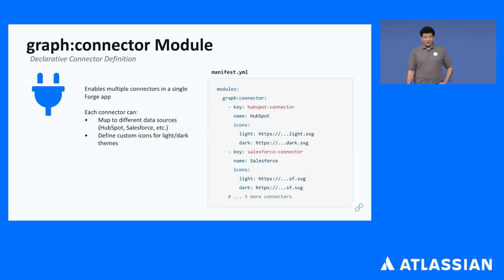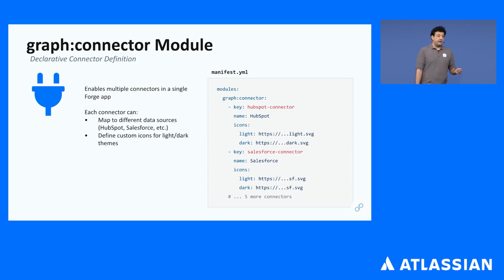The Graph Connector module is actually quite an elaborate one. So I decided to split it into 3 parts. In this first part, we see the basic setup. So for each connector, we define a key and a name, and we can also define the icons for the light and dark themes. But there's something very important to notice here. This is not a one-to-one mapping, so one Forge app doesn't have to have one connector. You can actually define multiple connectors in a single Forge app. This is very important to note.